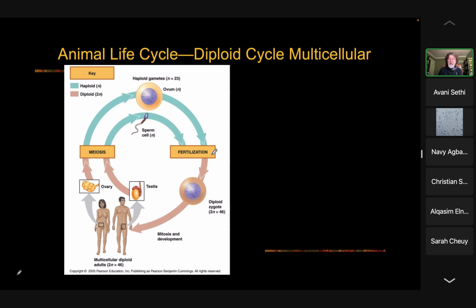Then fertilization takes place. It's also called syngamy. That's going to be a word that will come up on some of the later slides here. It's the fusion of the sperm cell and the ovum, they join their chromosomes together, and we have now the diploid zygote, which then undergoes mitotic development to grow into the adult.